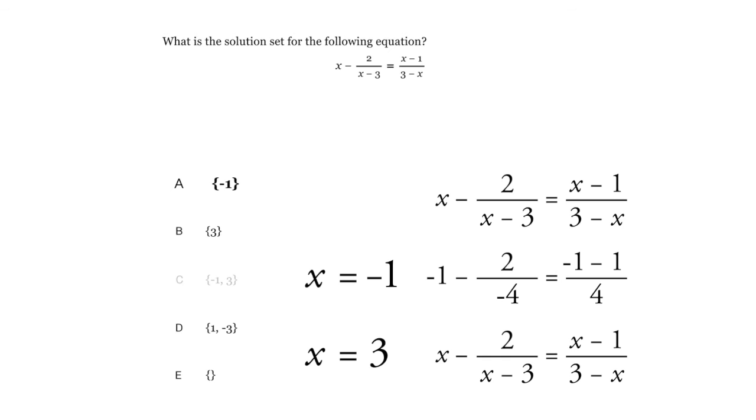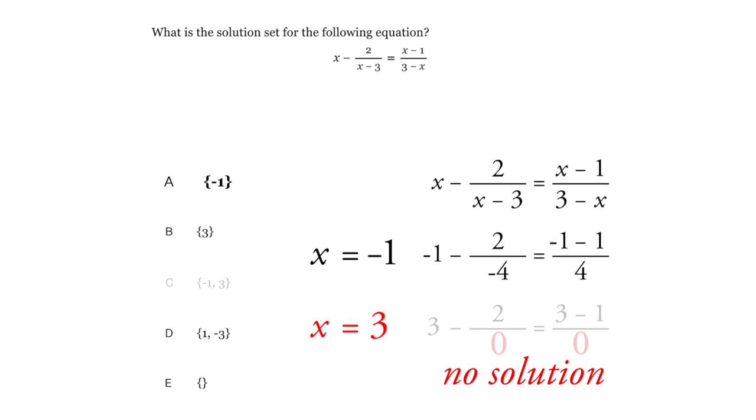If we put this 3 in, you see right here that denominator and that denominator become 0. And we don't want denominators that are 0. There's no solution when there's a denominator that's 0. So what we're going to do is throw out the 3, and the correct answer is this one, negative 1, without the addition of 3 as a solution.